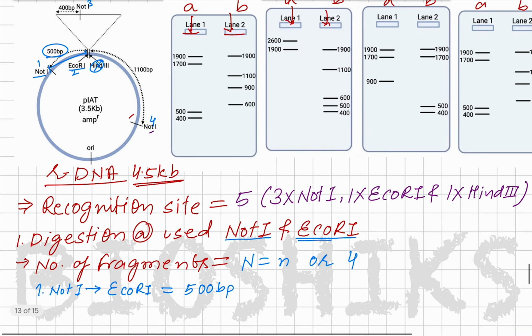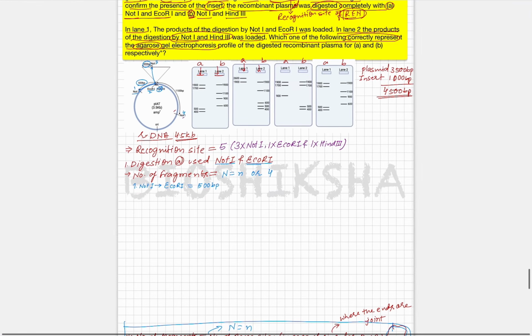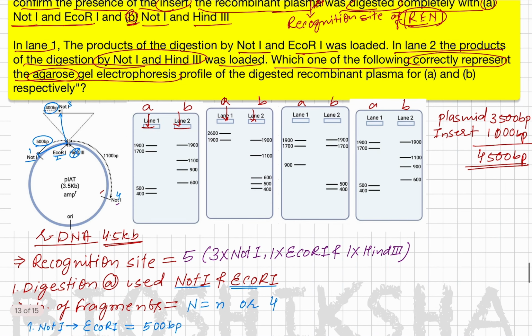Now the second fragment, because the insert is happening here, right? So the second is EcoRI to this one, which is given as 400. So the second fragment will be between EcoRI and NotI, and the size would be 400 base pair.